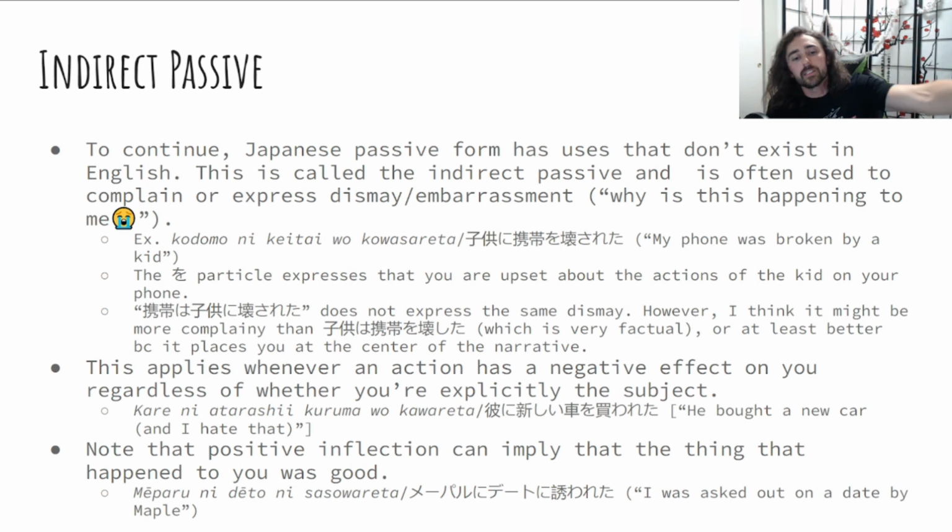You'd say, oh, kare ni atarashii kuruma o kawareta. So like he bought a new car, right? Or a new car was bought by him. But you're still putting yourself in here. You're still the subject of this sentence. You're still expressing something about how it affects you, even though them buying a new car doesn't necessarily have a direct impact on you receiving an action or anything like that, right? That's why you're not the direct object here. You're the experiencer of this situation, because you can use it this way too.